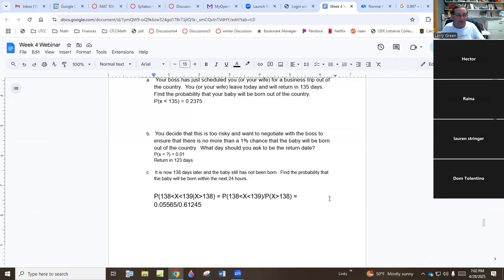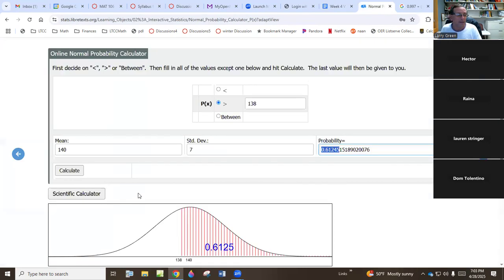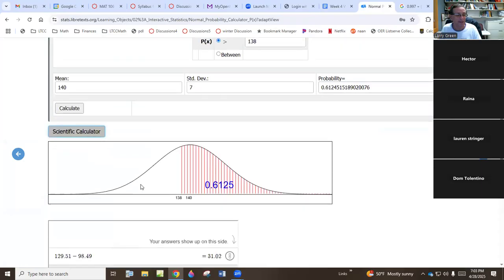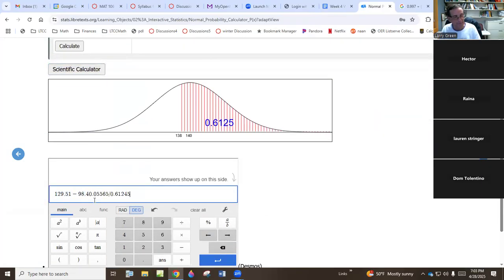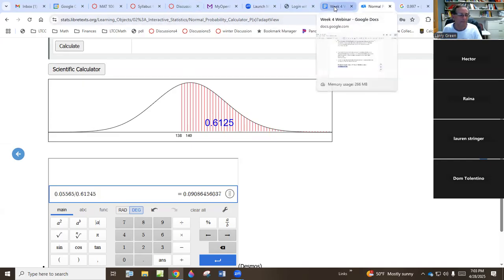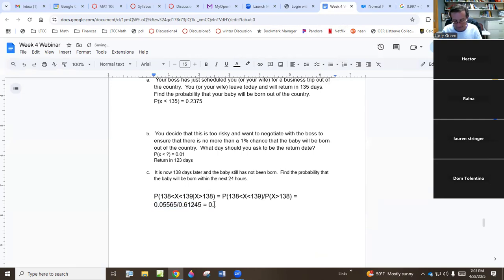No one cares about a 1,000th of a percent chance. So we got plenty of decimals here. And then if I copy that, put that into the scientific calculator, oops, I think I put too much in there. Let's try again. There we go. You get about 0.09, or about a 9% chance that the baby's going to be born in the next day. And that's probably a big enough chance that you're not going to do anything crazy. You want to be not that far from the hospital. Any questions on this? Any questions?